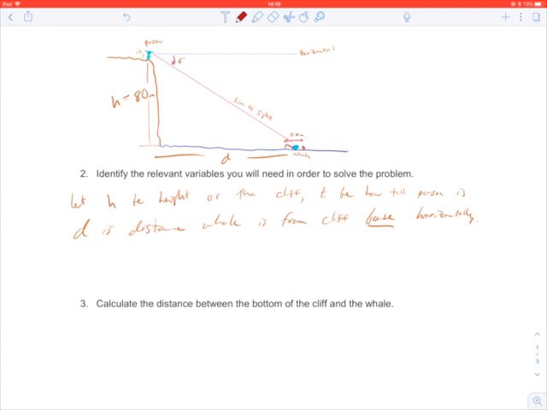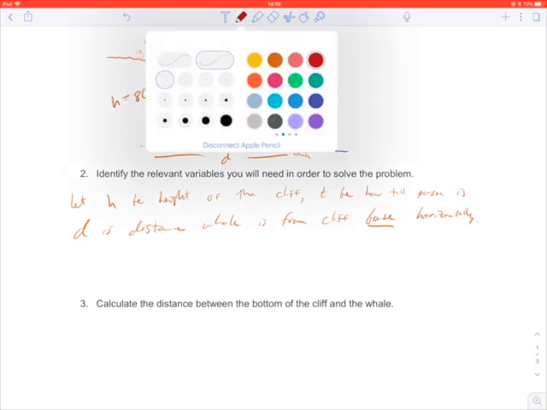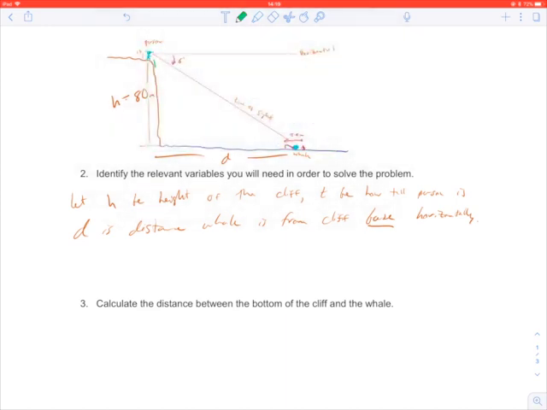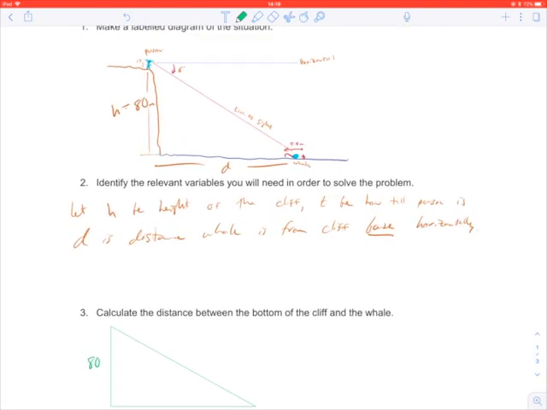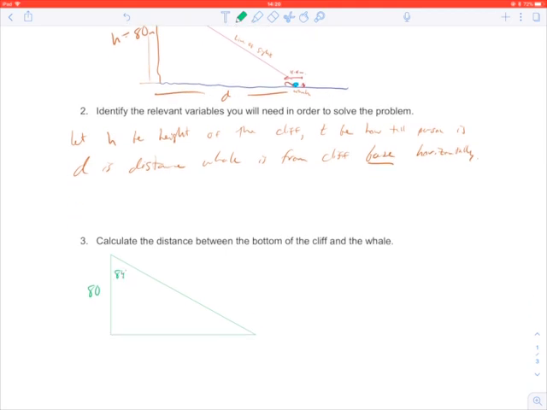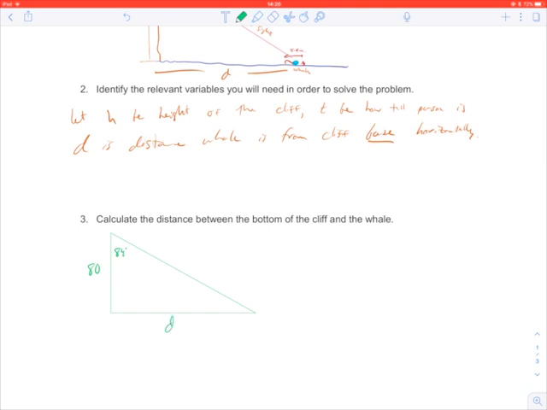Okay. So then I would take this fancy triangle and simplify my diagram. I drew a picture, now let's draw a diagram. That's 80. This is not 6. This should be 90. So this is 6, and this should be 84. So I think this is 84 degrees. And we want to find d.